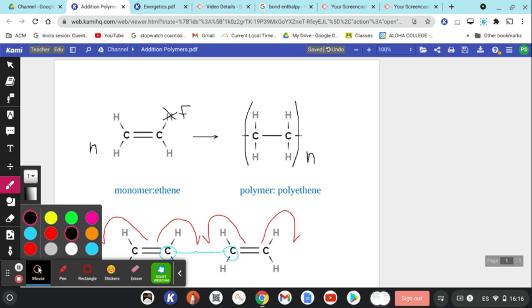It always bonds by breaking the double bond and adding to each other. Okay, this is why it's called an addition reaction. In general, in organic chemistry, an addition reaction is when you break a double bond and add something to the carbon that used to have the double bond, the 2 carbons that used to be involved in the double bond.